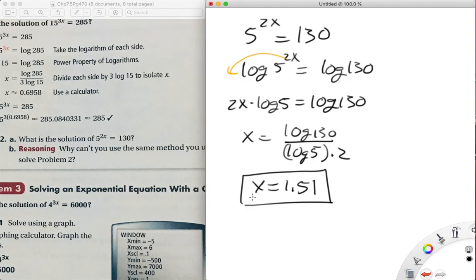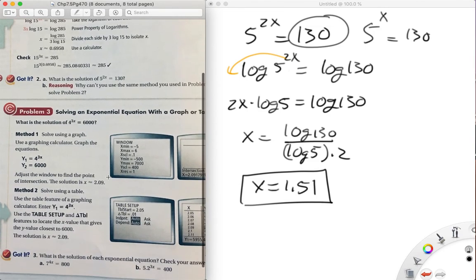Let's log both sides when you have an exponential equation. The 2x is going to drop in front, and then we can divide by the logarithm and solve for x that way. Again, we are doing this because we can't get a common base. There is no 5 to some number that equals 130. And since that's not the case, we can use log.